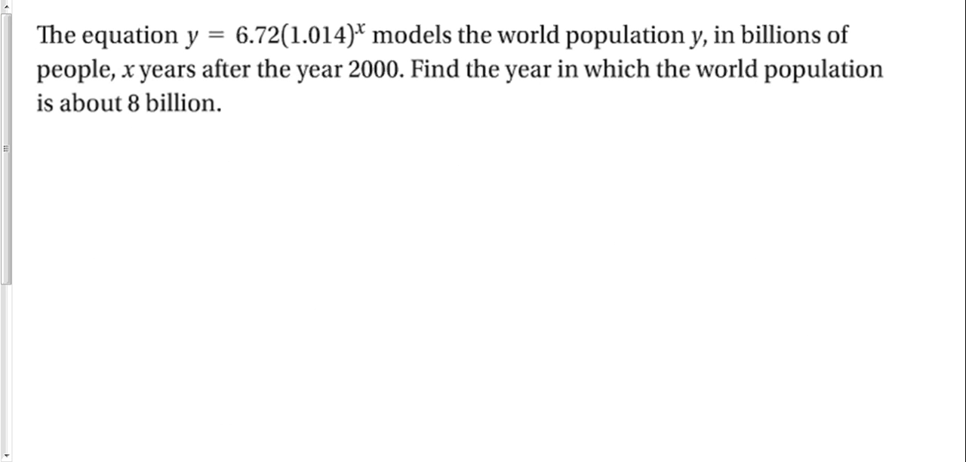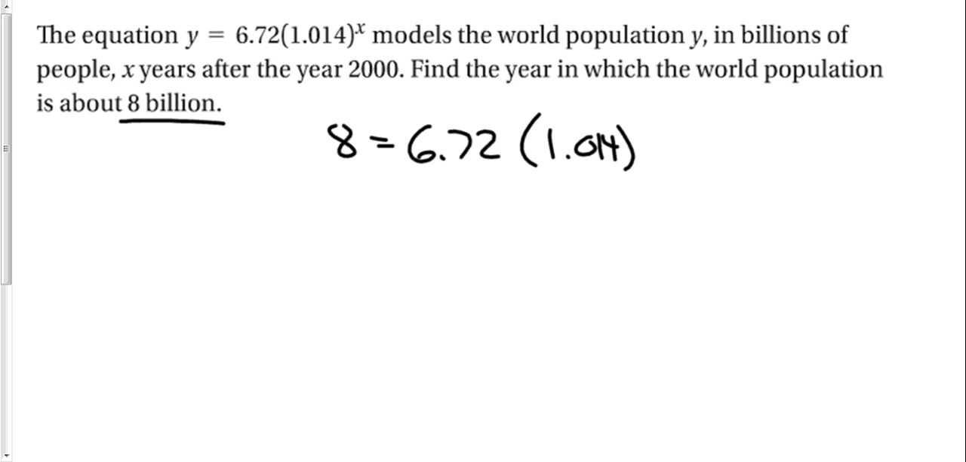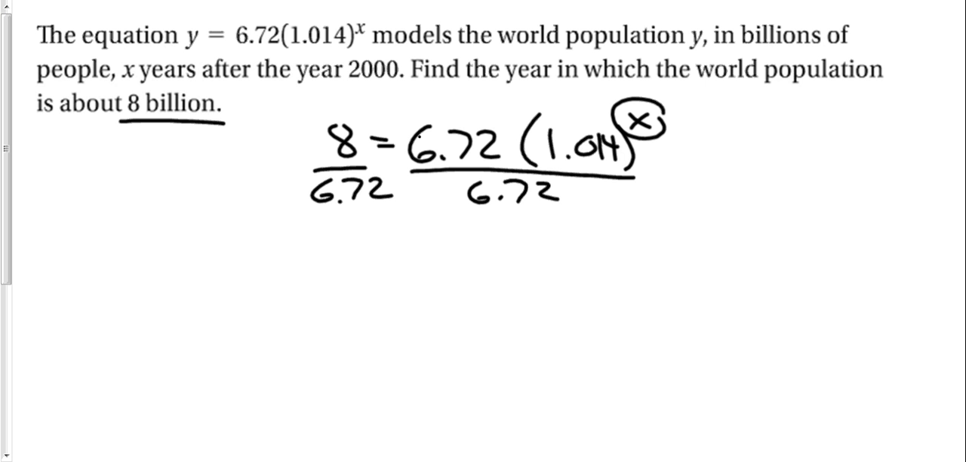In this question, all you have to do is plug in population. World population equals what? The population is 8 billion. So 8 equals 6.72 times 1.014 to the x power. So now here, when you have a problem like this, the first step is to get this term by itself. Divide by 6.72. That cancels that.